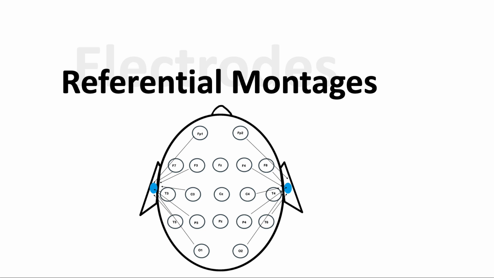In a referential montage, the area where a waveform is most predominant is seen by looking for the electrode with the highest voltage compared to the reference in the chain. We'll touch base on this more later in future lectures, but this is an important concept to at least understand how these montages differ at this time.